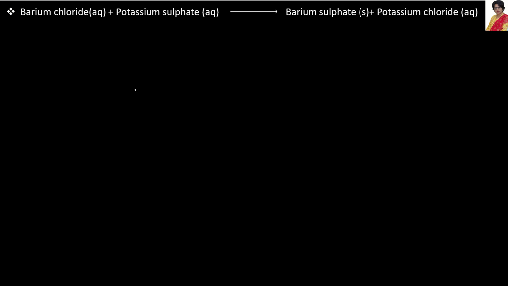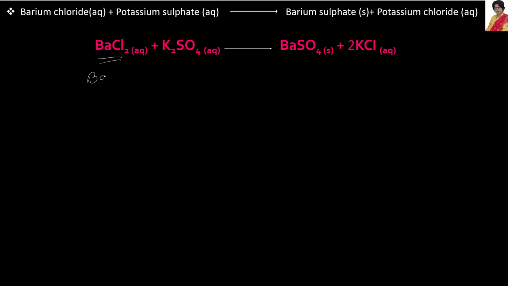Let's see some more examples. Barium chloride reacts with potassium sulfate and we will get barium sulfate and potassium chloride. Again, barium chloride will dissociate into Ba2 plus and Cl minus ions. Potassium sulfate will dissociate into K plus and SO4 2 minus ions. There will be a mutual exchange of ions between the reactants and we get barium sulfate as a solid and potassium chloride in aqueous solution.